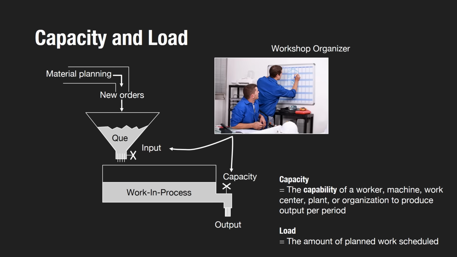Capacity is the capability of a worker, machine, work center, plant, or organization to produce output per period, while load is the amount of planned work scheduled. We can see the workshop organized as a controller of input and output. New orders arrive and are planned but not released. Instead, they are in a queue for release. The workshop organizer can then control the load by comparing the output and input. By keeping input at the same rate as the output, the load will remain the same.